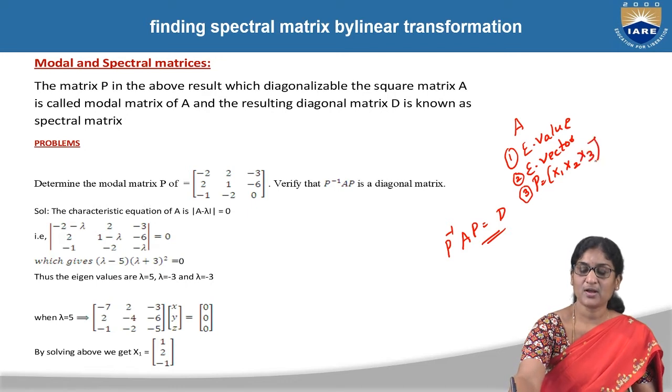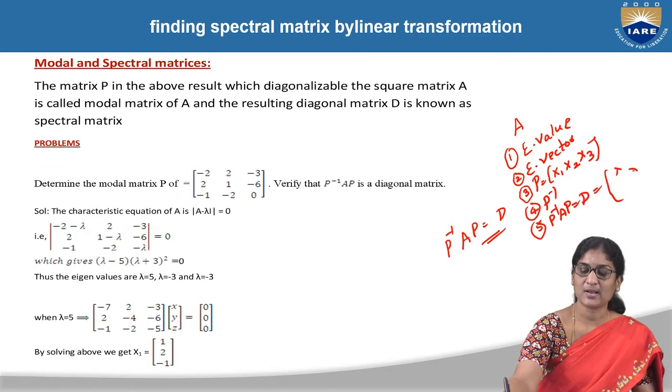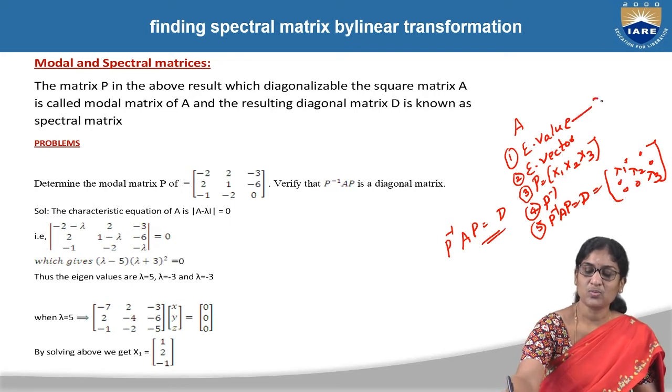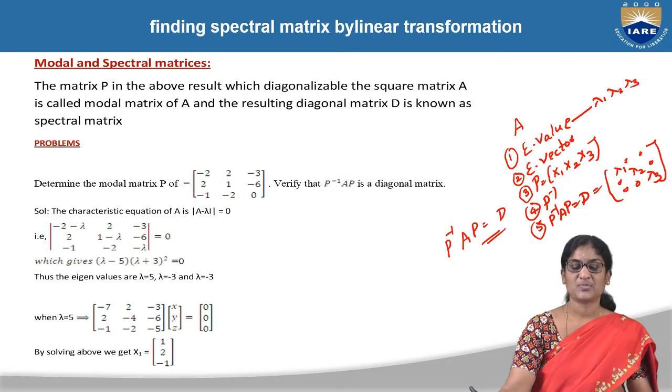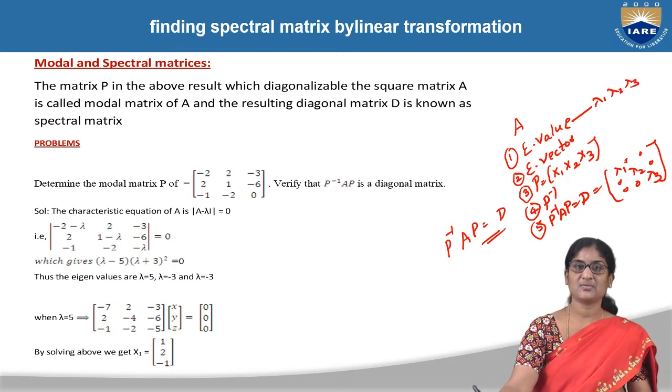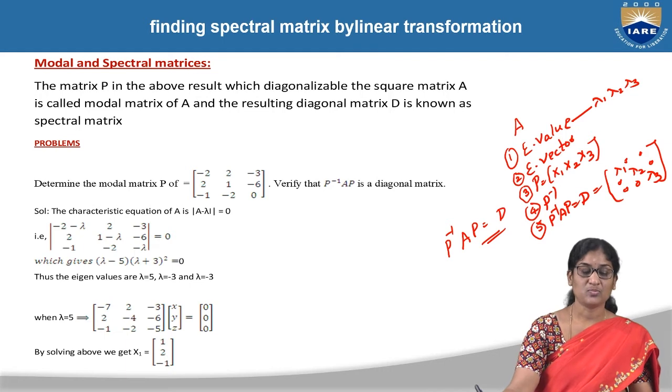Then find out the inverse of the matrix P, and the fifth step, multiply P inverse with A into P, and we'll get the diagonal matrix containing the eigenvalues lambda 1, lambda 2 and lambda 3 in the diagonal positions. So this is a lengthy procedure of finding out the spectral and modal matrices.